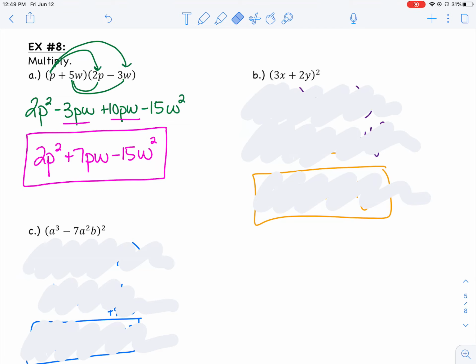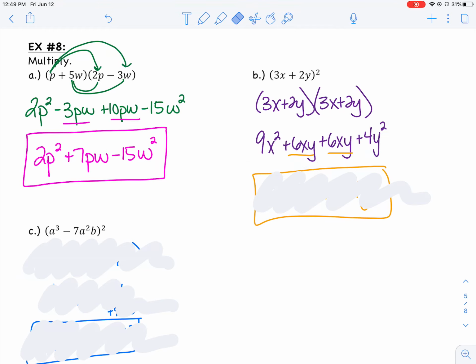All right, look at B with me. Be careful. Remember, there's a plus or minus sign separating my terms, so I can't distribute the squared through. What that really means is that I have a 3x plus 2y times a whole nother 3x plus 2y. We have to make sure that we write it out twice and then FOIL or distribute. So 3x times 3x is 9x squared. 3x times 2y is 6xy. If I distribute the 2y through, 2y times 3x is 6xy, and 2y times 2y is 4y squared. I have like terms in the middle that I can combine, and so my final answer would be 9x squared plus 12xy plus 4y squared. No other like terms, so that would be my final answer there.